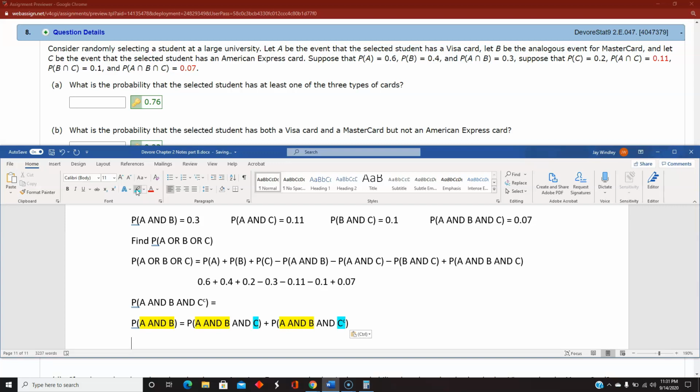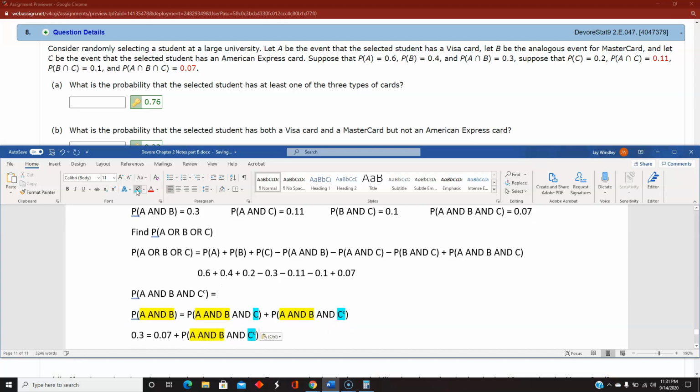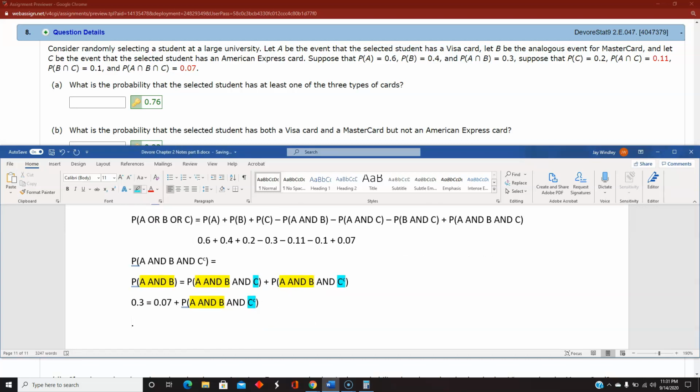probability of A and B, we were told that's 0.3. The probability of A and B and C, we were told, that's 0.7. The probability of A and B and not C, that's what we're trying to find on this particular problem. And so if we subtract 0.7 from both sides, we will get that the probability of A and B and not C is going to be 0.23. Don't think I need this highlighting anymore.